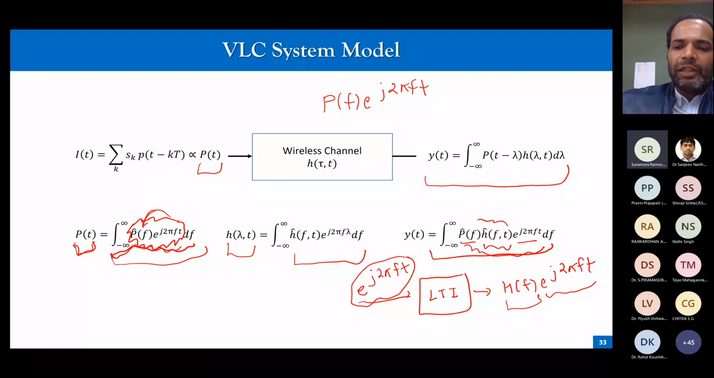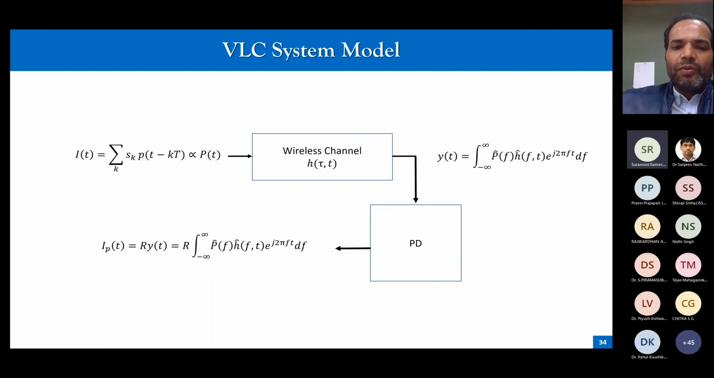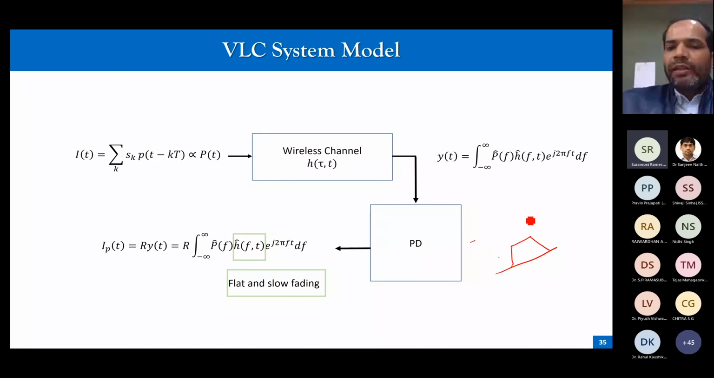So, an easy way to understand what would be the output in terms of frequency responses. We know that, based on what I have explained, IPT is also this signal. And if we assume flat and slow fading, what do I mean by flat and slow fading? Flat fading means, for the input bandwidth, suppose this is the spectrum of my signal. The spectrum of the channel is broader, and this remains constant for the input frequencies. So that is the meaning of flat fading.